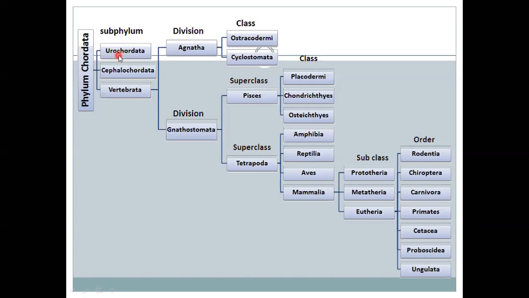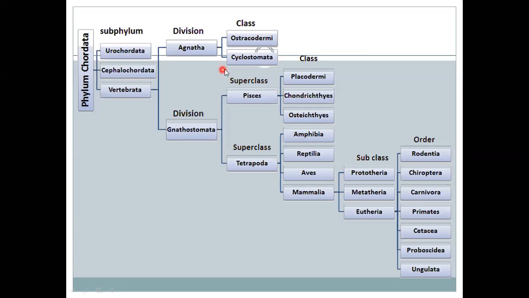But whereas these urochordates and cephalochordates, they possess only a notochord, but they do not possess vertebrae. So that's why they may be called invertebrate chordates. Why? Because they do not possess vertebrae.